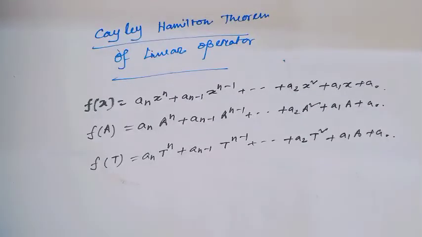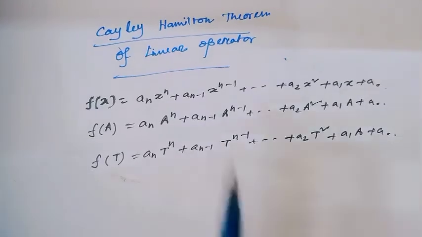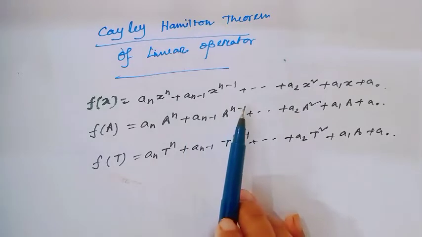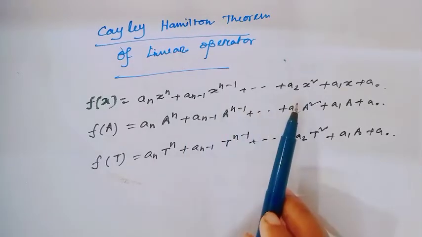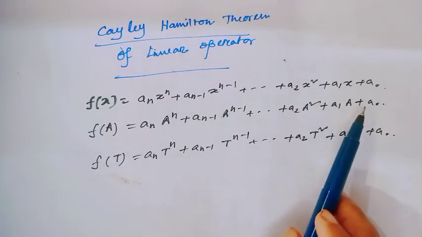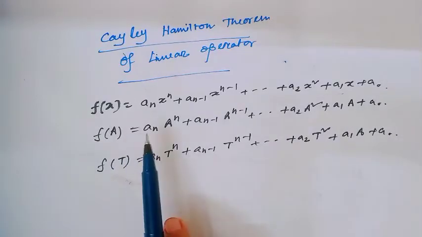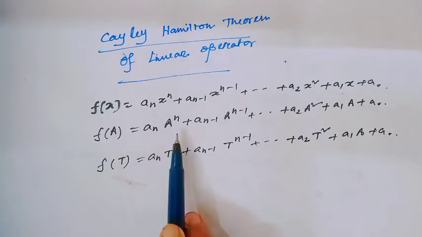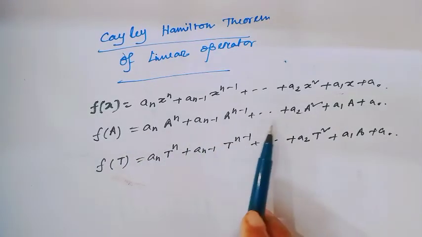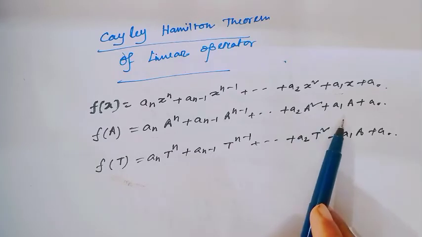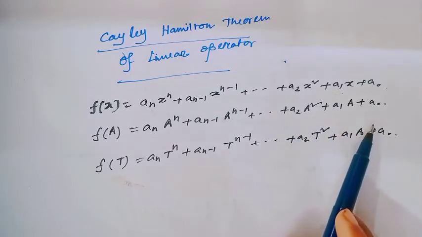Now we will state the Cayley-Hamilton theorem for a linear operator. Consider a polynomial f(x) equal to a n x to the power n plus a n minus 1 x to the power n minus 1 up to a2 x square plus a1 x plus a0. By the Cayley-Hamilton theorem, obviously f(A) would be a n A to the power n plus a n minus 1 A to the power n minus 1 up to a2 A square plus a1 A plus a0.